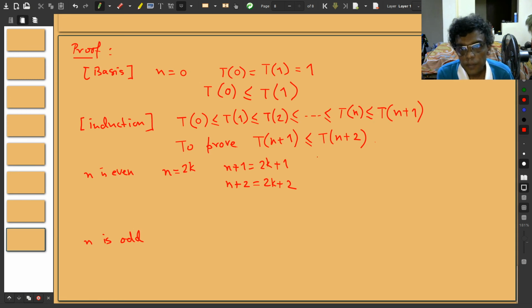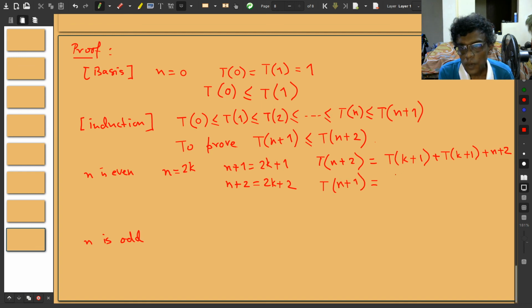In this case, from the recursion, I have Tn plus 2. This is even, so I have Tk plus 1, floor and ceiling of this by 2, n plus 2 by 2, plus Tk plus 1, plus n plus 2. Whereas Tn plus 1 is odd, so I have the floor of 2k plus 1 by 2. Okay, sorry, the ceiling is k plus 1 and the floor is k, and I have n plus 1.